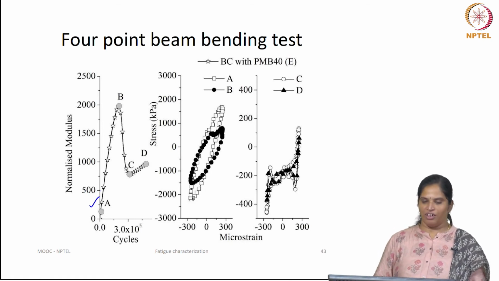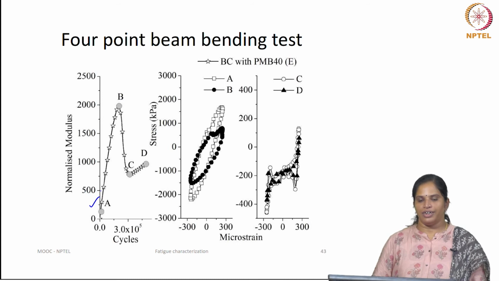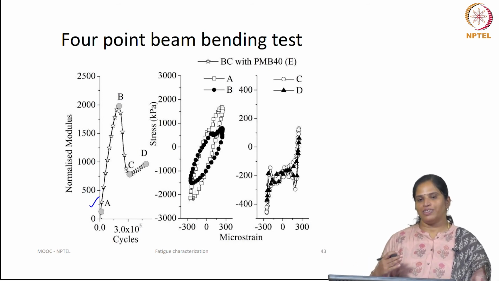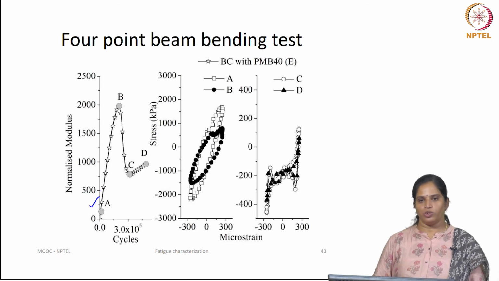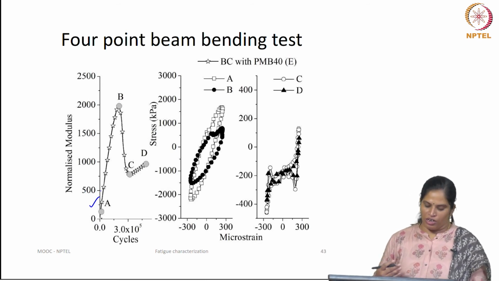Now, if you want to see the damage that occurs at the different stages of a normalized modulus, the damage can be seen by plotting a Lissajous plot. For an undamaged sample, the Lissajous plot will be elliptical, and as the damage progresses, the Lissajous plot will change from an elliptical shape to a non-elliptical shape.